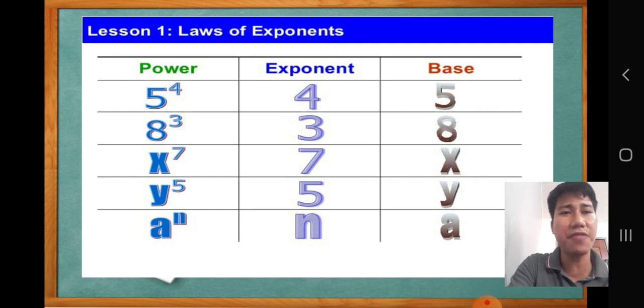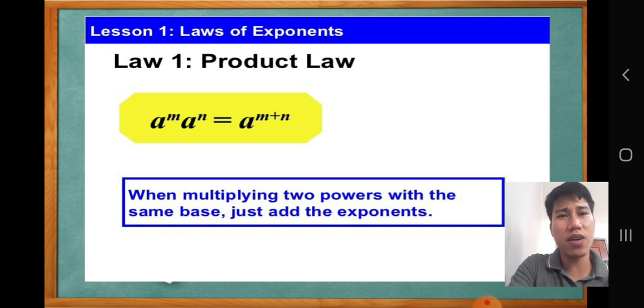X raised to 7. 7 is the exponent, base is x. Y raised to 5. 5 is the exponent, and y is the base. A raised to n, n is the exponent, a is the base. So, the first law of exponent is the product law.